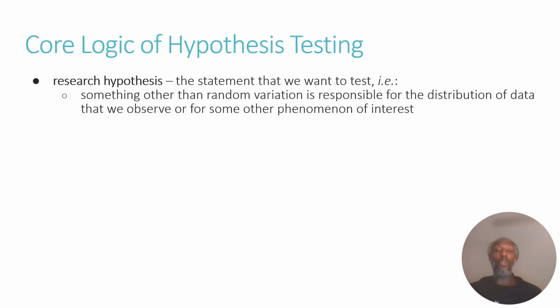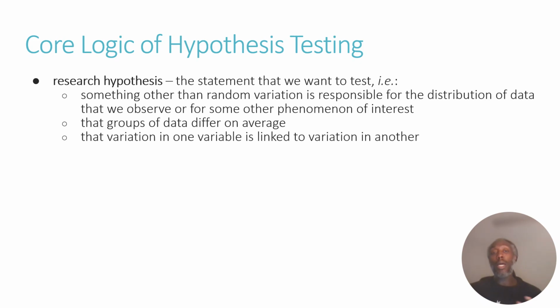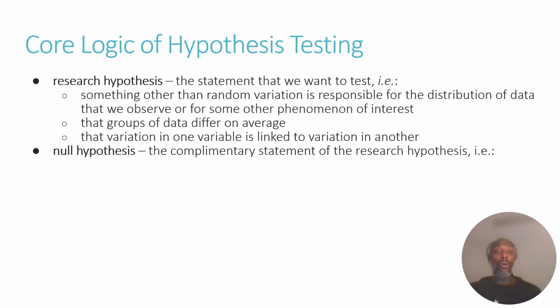Typically, we're stating that there's something other than random variation that's responsible for how our data are distributed, or that groups of data differ on average, or even that variation in one variable might be linked to variation in another variable. The null hypothesis, on the other hand, is a complementary statement for the research hypothesis. Those two together should cover all options. So if the research statement is exercise reduces stress, then everything else would be, well, exercise doesn't reduce stress.